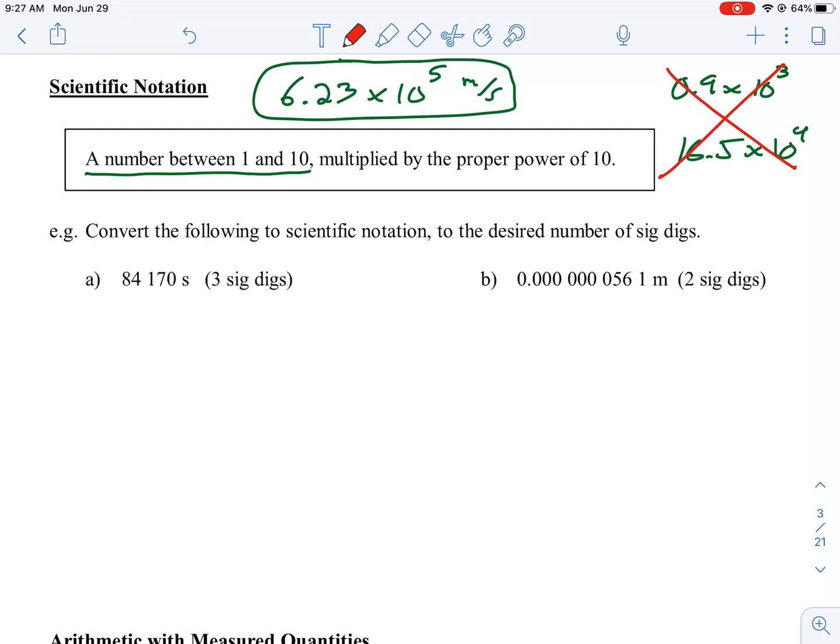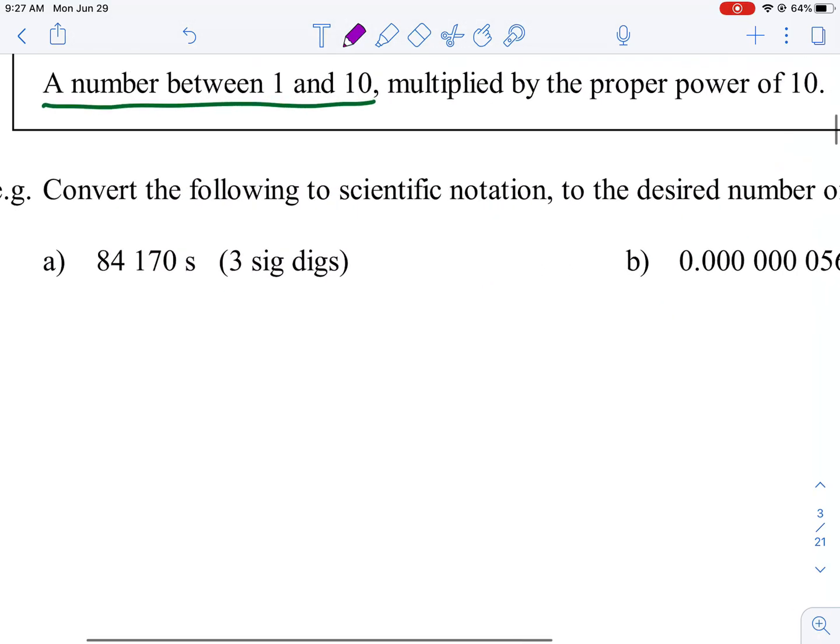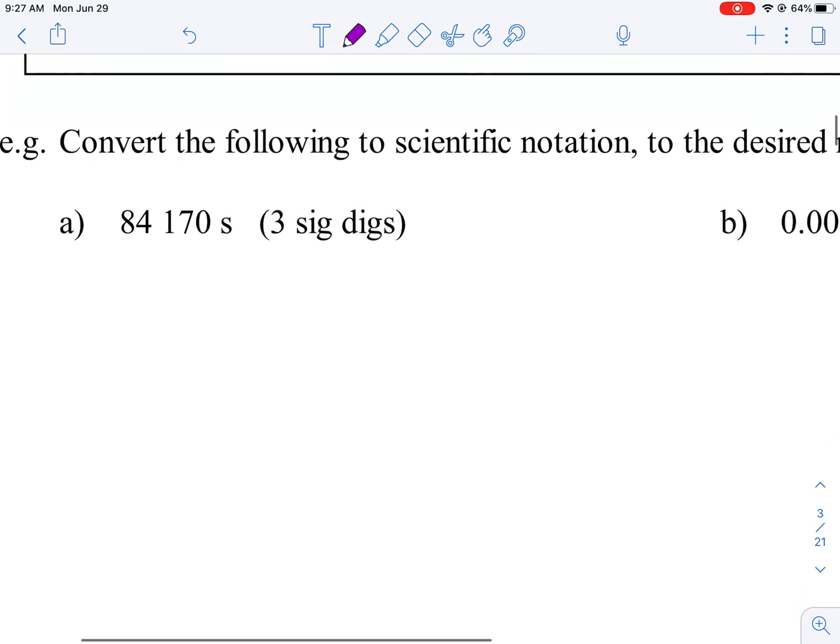All right, well, let's take a look at the first one here, 84,170 seconds, and let's say we know that it has 3 significant digits. So how do we take this one on? All right, so what we do, let's put a decimal place here. Now we have to put the decimal place in such a place where the number will be between 1 and 10. So notice if we put the decimal right there, right after the 8, then that's going to make it 8.4, which is between 1 and 10.